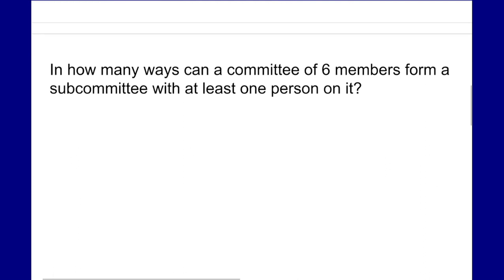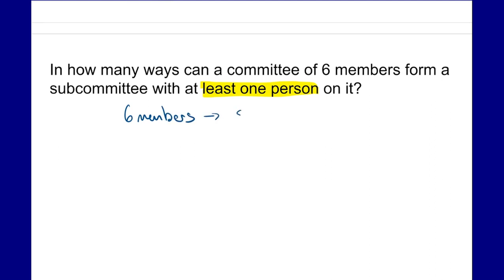Next question: in how many ways can a committee of 6 members form a subcommittee with at least one person on it? Again, this is a similar scenario. Each person is different. They're distinct people. I don't care what order I choose them in or what order I pick them in. I just want to make a group. So because we're making a group, it's a combination. And because we're looking at all the scenarios with at least one, we could use, again, that short form, 6 members.